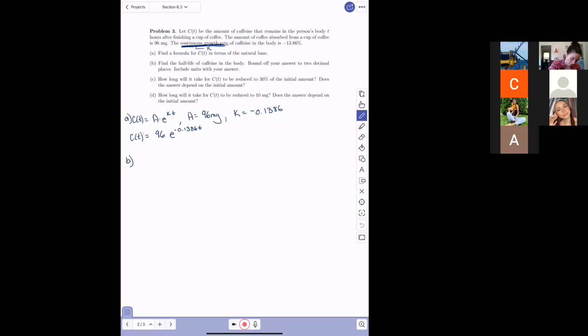So for half-life, we have that our function is 96 times e to the power of negative 0.1386t. And I'm going to set this equal to 96 times 1/2, because we want to know when we end up with 1/2 of the initial value.